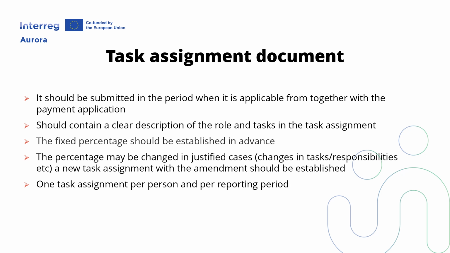The fixed percentage may be changed in justified cases, for example changes in the tasks of the employee. If that is the case, then a new task assignment should be established with the new tasks and responsibilities and submitted in the payment application. Generally, there should be no more than one task assignment per staff member per reporting period. Since the percentage in the assignment is an average estimation for the period, there should be no need to have more than one assignment per period. You find the template on Aurora's website.